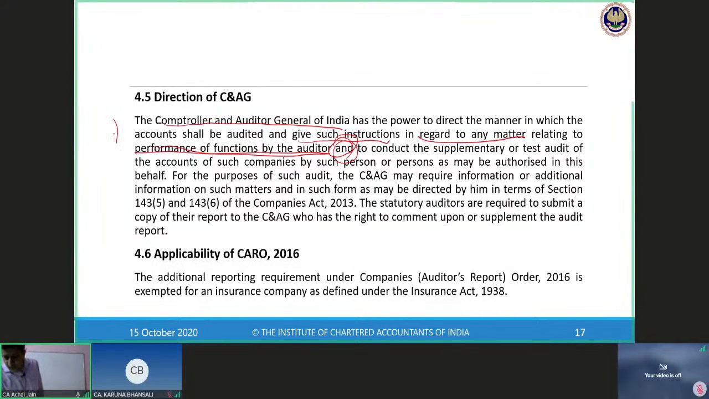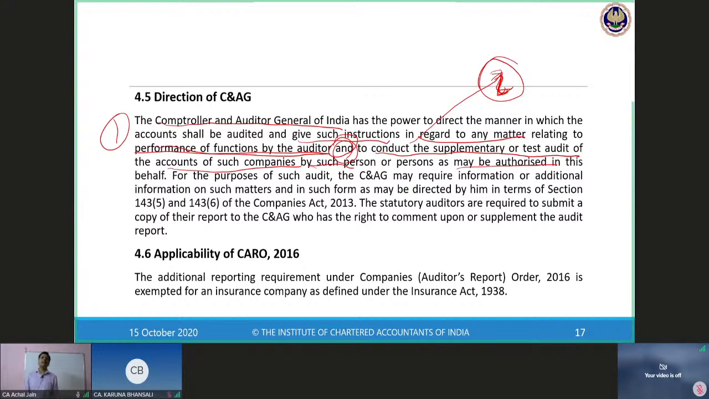And conduct supplementary or test audit of accounts by such person as may be authorized in this behalf. So this is the second power of the CAG. The statutory auditors are required to submit a copy of their report to CAG, who has the right to comment upon or supplement the audit report.